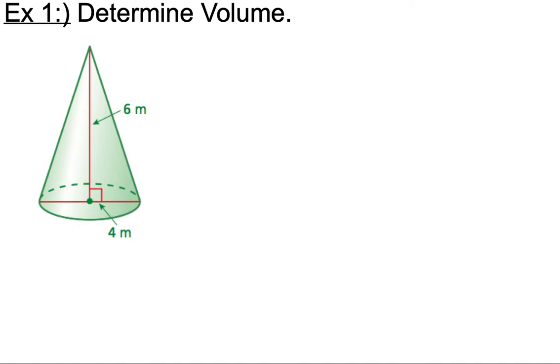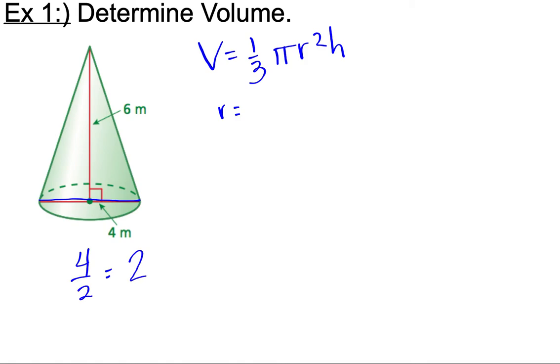In example 1, we're going to be determining the volume. Now, the first thing you would notice here is that since this is a cone, I'm going to write the volume formula for a cone. V equals 1/3 pi r squared H. Then I go through and identify some things. R is the radius of the base of the cone. This 4 is indicating the distance across the base, which is a diameter. We're going to take the diameter and cut it in half to get the radius. So the radius is 2. The height is the distance from the center of the base to the apex of the cone, which is 6 meters.